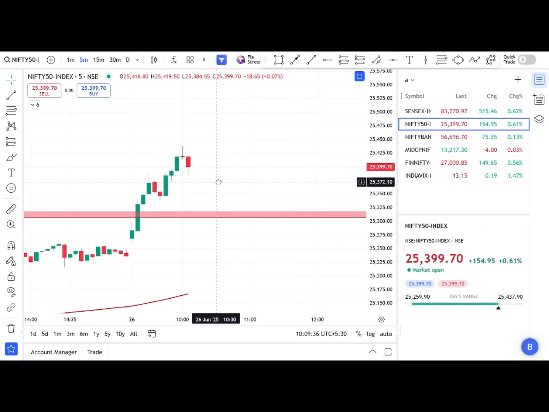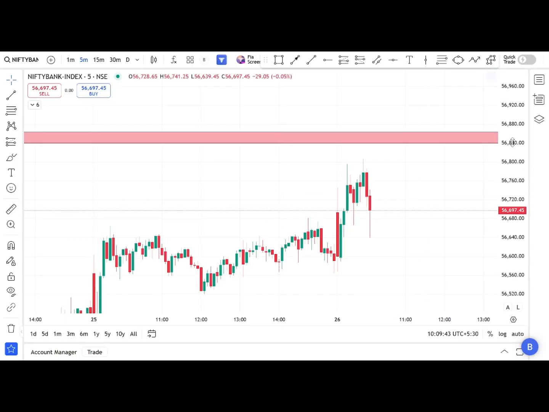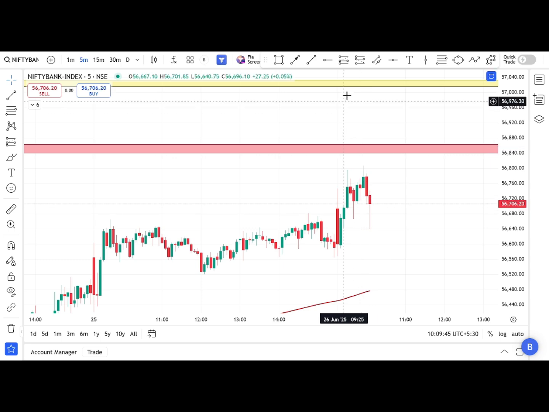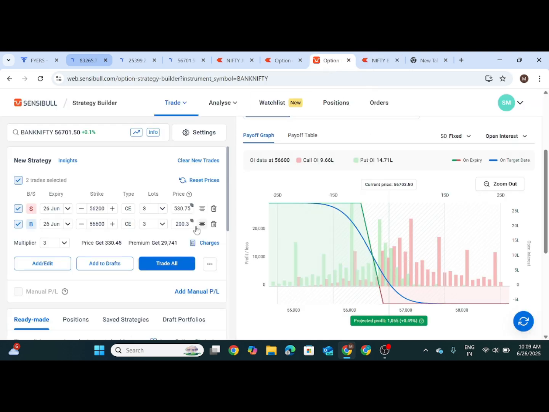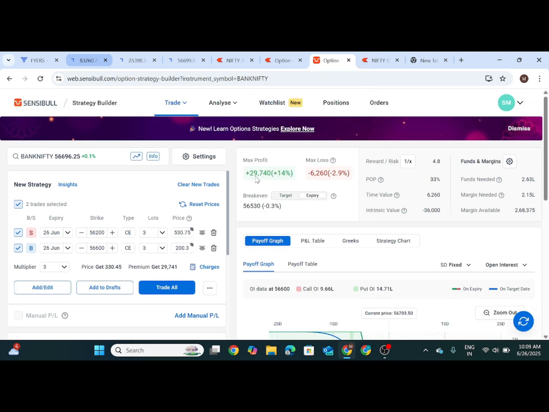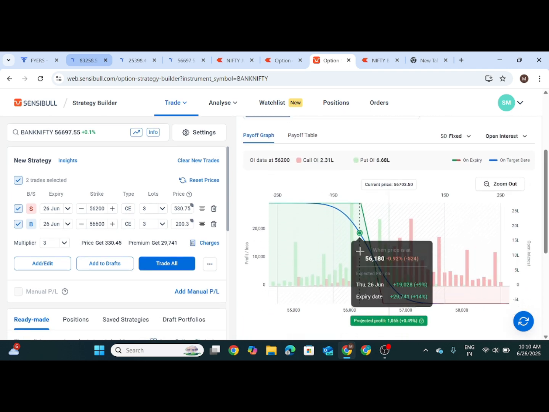Okay, Sensex is trying to fall. I just need a confirmation from Nifty and Sensex. Also, Nifty is also trying to fall. Banknifty is at all-time high, so it needs consolidation at least. Then it's going to break upside or downside. Okay, I'm planning to enter. This is max profit 29,000. The max loss is 6,200.